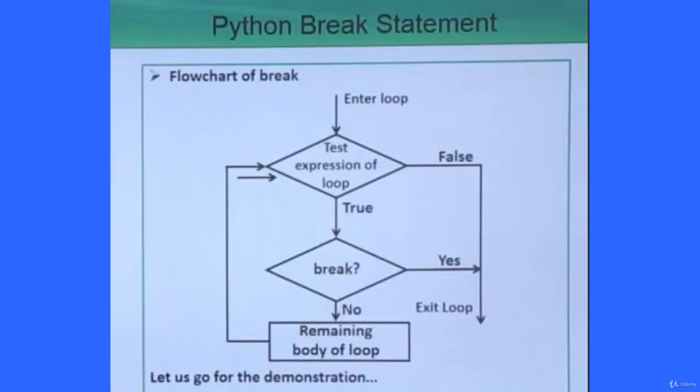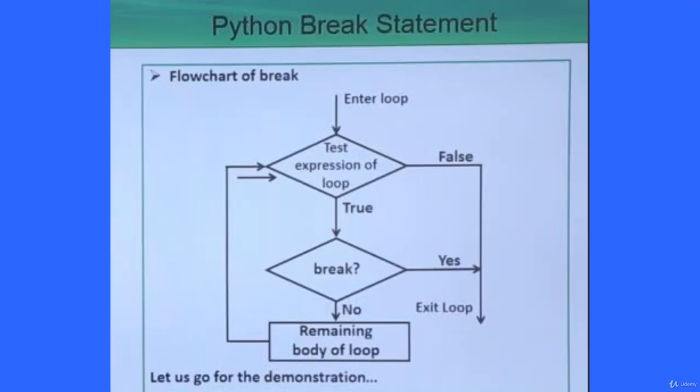Flowchart of break. Here the control enters the loop. Now for the test expression of the loop, if the condition is false, then obviously there is no need to execute the loop, so exit loop. Otherwise, when it is true, it will be checked whether a break statement is there or not. If the break statement is there, then it will exit the loop. Otherwise, the remaining body of the loop will get executed and this process will be repeated until the test expression produces false, or if there is a break statement, it will come out of the loop, that is the exit loop here.